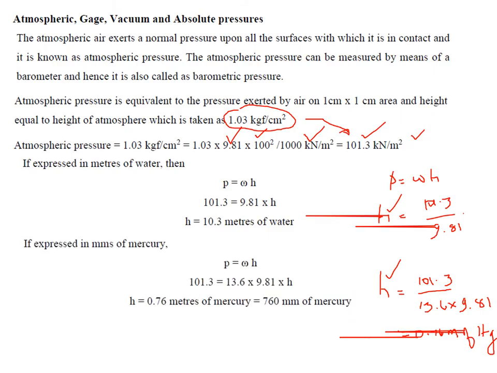So if you want to express in any meters of liquid, you can always take 101.3 kilonewton per meter square and divide by its specific weight, and you will get that meters of liquid. Since we divide by 9.81, which is the specific weight of water, we get the standard 10.3 meters of water. If you want to express in millimeters of mercury, you can divide by the specific weight of mercury, 13.6 into 9.81, which gives 0.76 meters of mercury, equivalent to 760 millimeters of mercury.